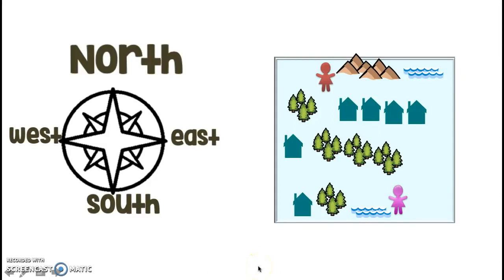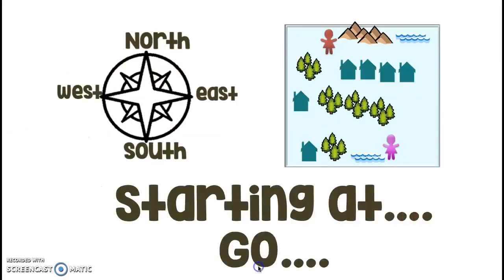Okay, so we have our direction words, north, east, south, and west. So how do we use the compass rose? Well, simple. We have to use words like starting at, and then we'll tell them where to go. So we have to give our friends what's called a marker. That means we have to give them a place where they're going to begin. Otherwise, they don't know which direction they're going to go. So for example, I could say starting at.